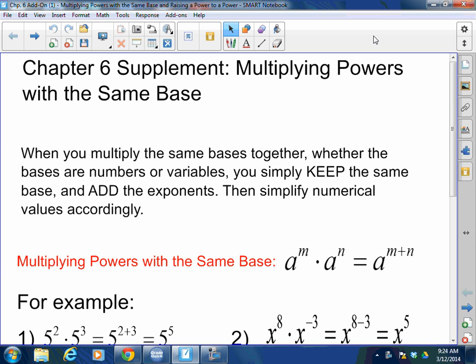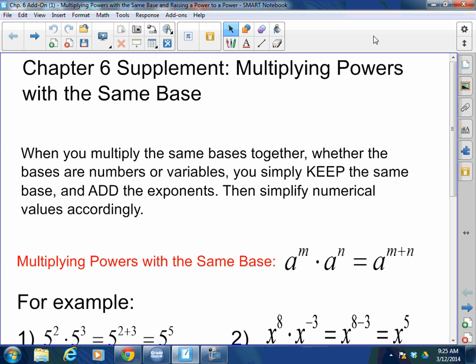We are talking about exponents and powers in this chapter 6. And I created some extra notes for us because this is not in the book and it's very important in order to continue forward. So I'm going to show you today how to multiply powers with the same base. And we're also going to raise powers to a power. So it's going to be a good day.